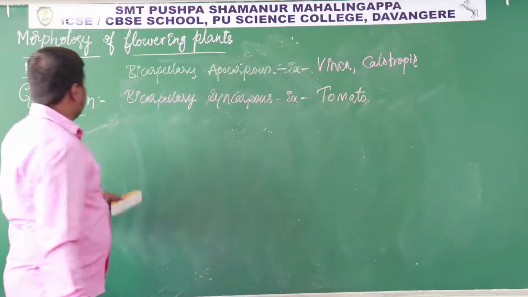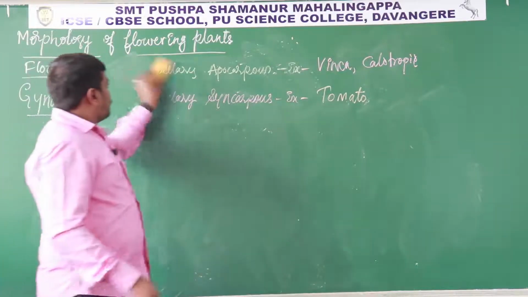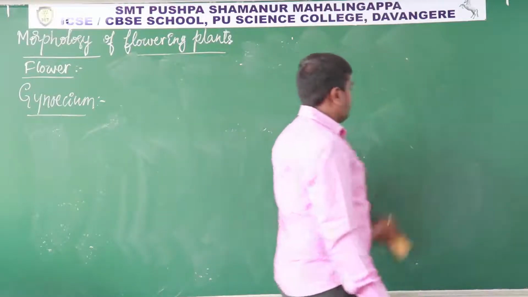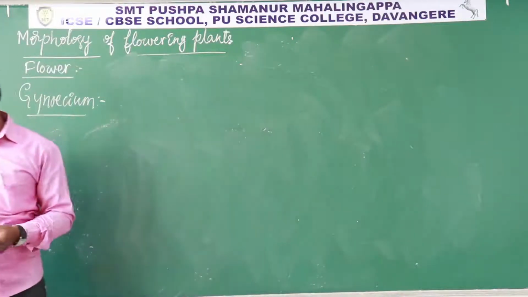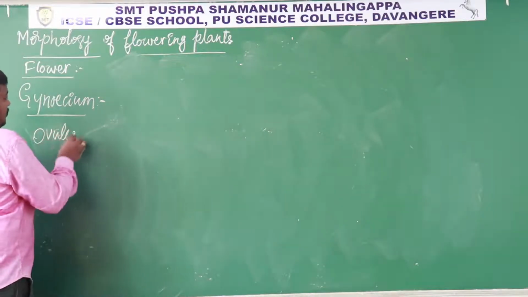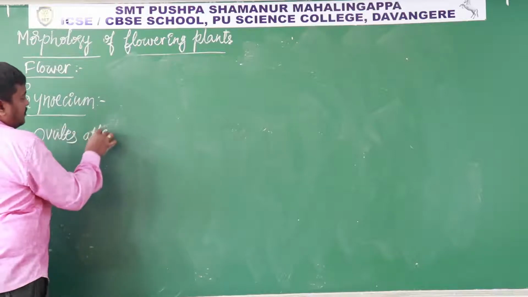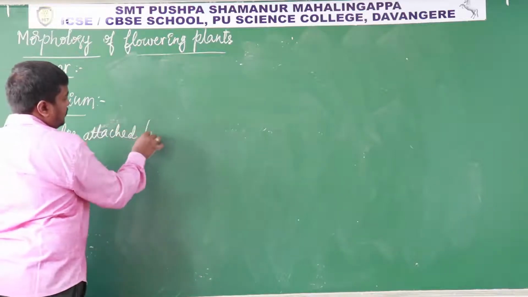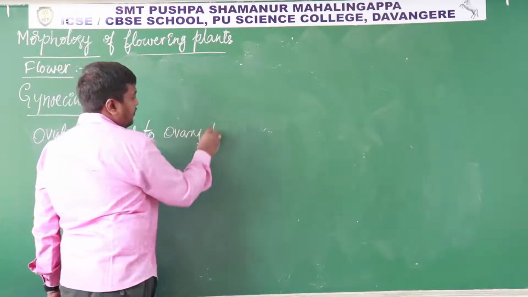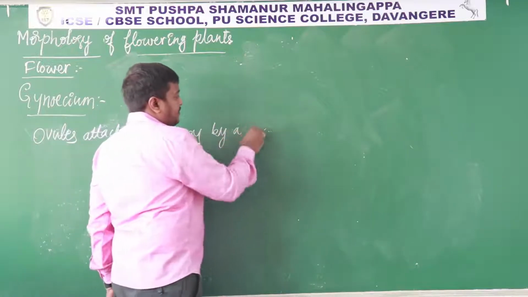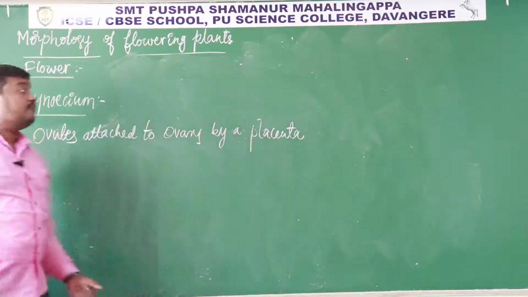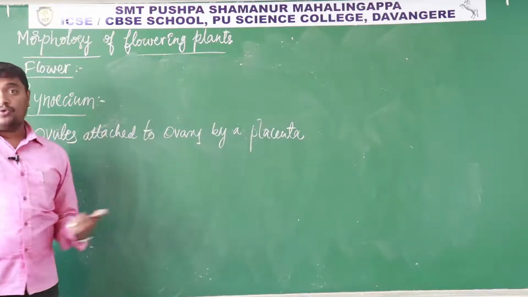Okay, then come to the ovule, how the ovules are arranged in a carpel. Okay, so ovules are attached to the ovary by a placenta. By a placenta. With the help of placenta, ovules are attached to the ovary.